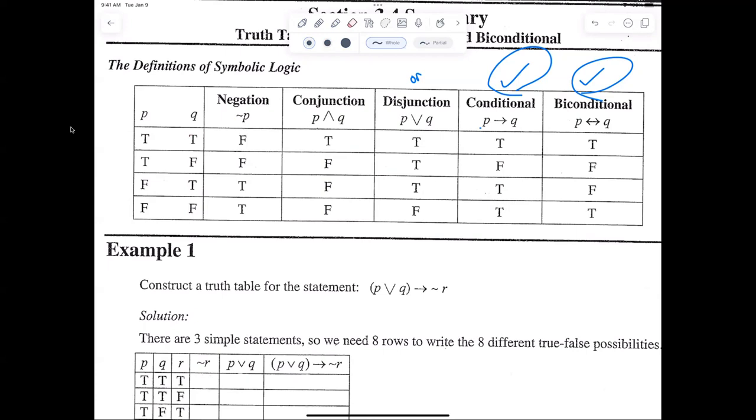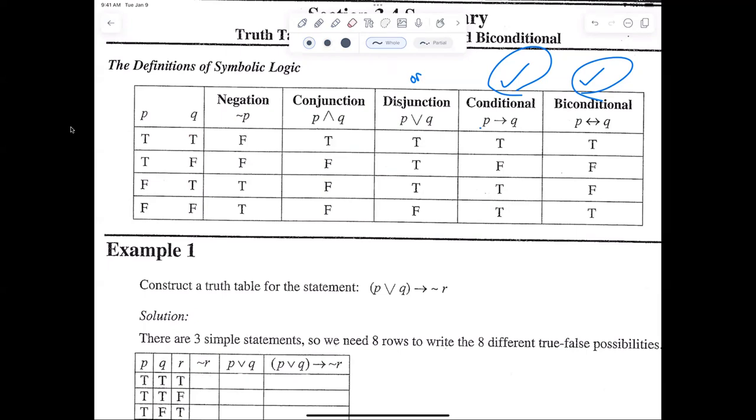So look at my chart. You're right, that is true. The conditional and the converse. In order for it to be a biconditional statement, in order to be able to write it as a biconditional statement, the conditional and the converse must be true. Exactly what you said is true.